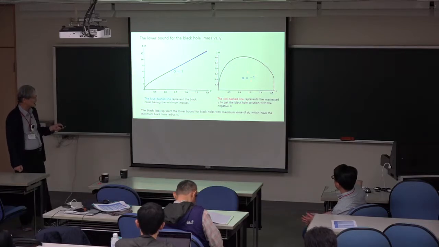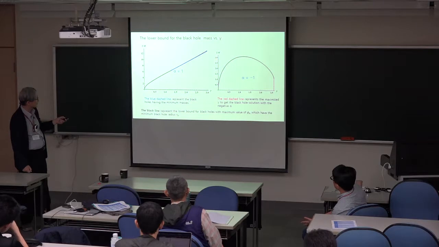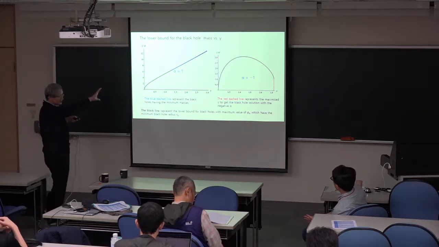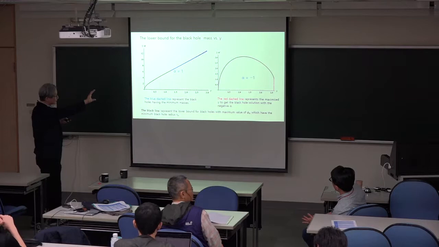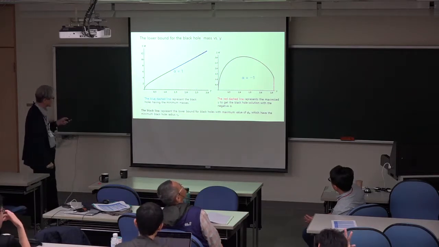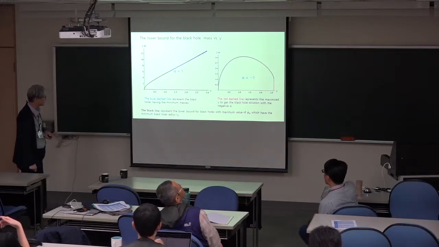However, for negative alpha, the minimum mass is increasing but decreasing again. But here, one thing I'd like to mention is that my picture is not that good, in the sense that I did not reflect it here. This scale is only 3 and this is 12. So the negative part is much, much smaller. It's quite weaker. The minimum mass is much smaller than the positive case. But anyway, the behavior is also somewhat different.